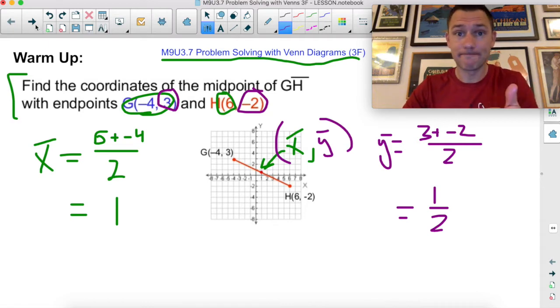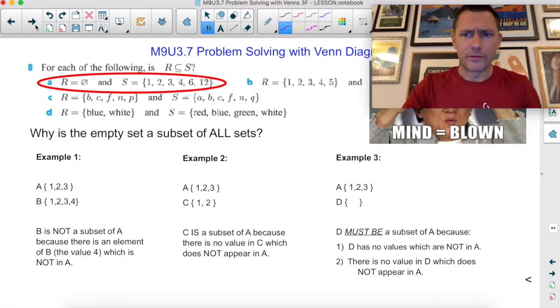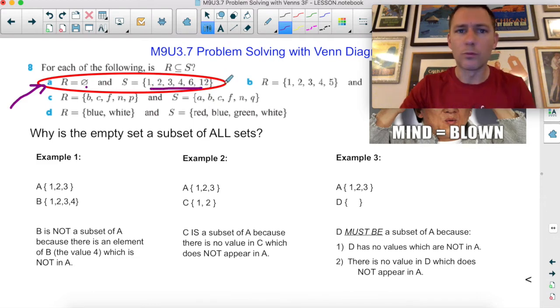Neat. All right, no homework questions. Great. I'll show you this another time, but there was a question about is the empty set part of this set? We'll get to it next time I see you.